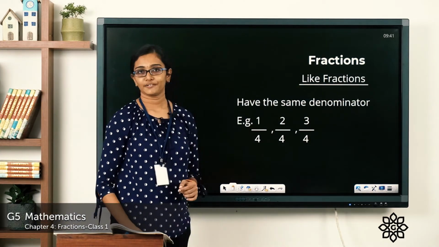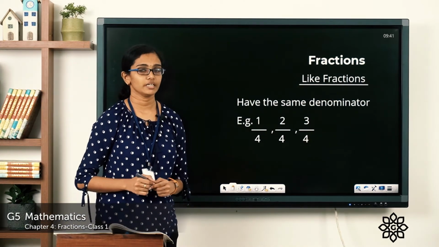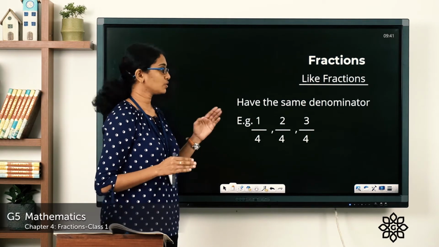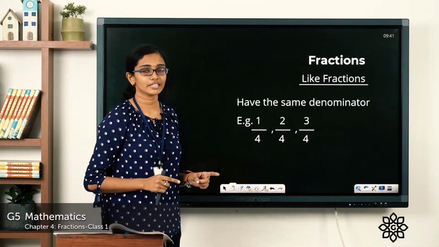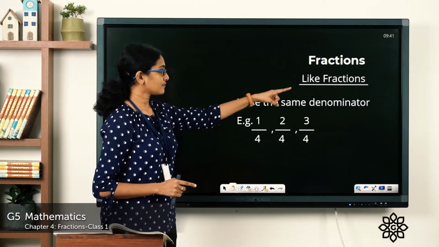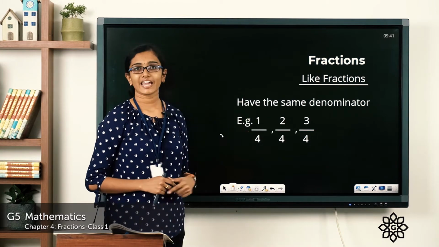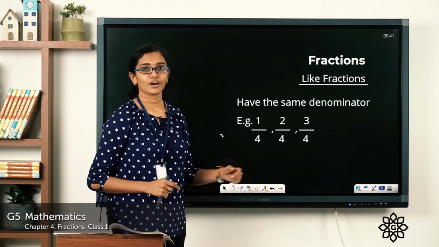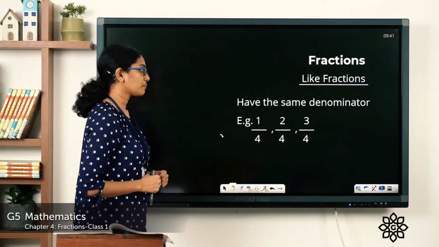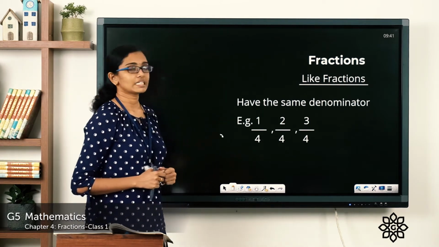Now, what are like fractions? Like fractions means in any fraction, usually we have a numerator and a denominator, right? So in like fractions, you have the same denominator in all the cases. Like this, 1 by 4, 2 by 4, 3 by 4.